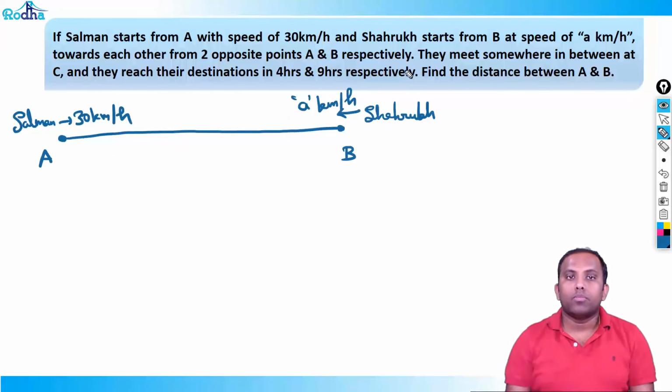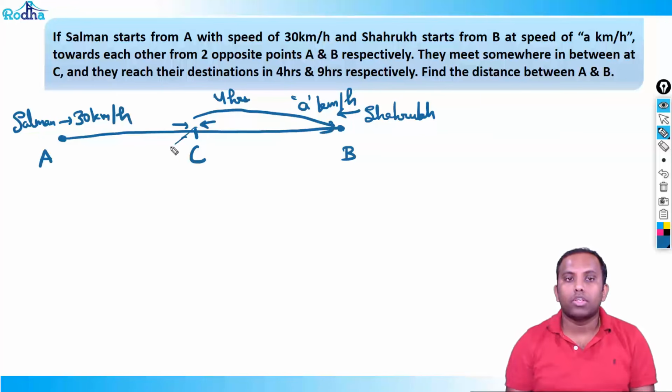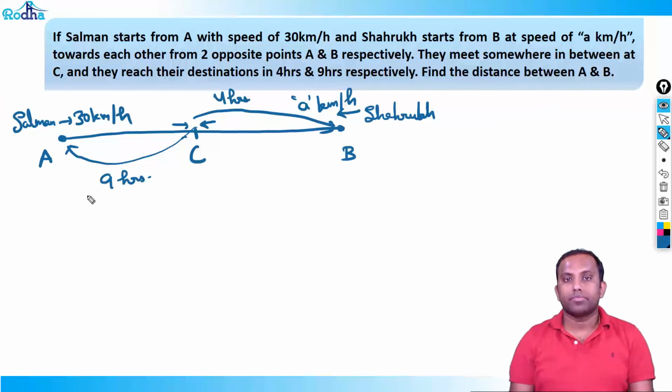Towards each other from two opposite points A and B, they meet somewhere in between at C. And they reach their destinations in 4 hours and 9 hours respectively. That means Salman took 4 hours to reach from here to here, and Shahrukh took 9 hours to reach from here to here. So I have to find the distance between A and B.